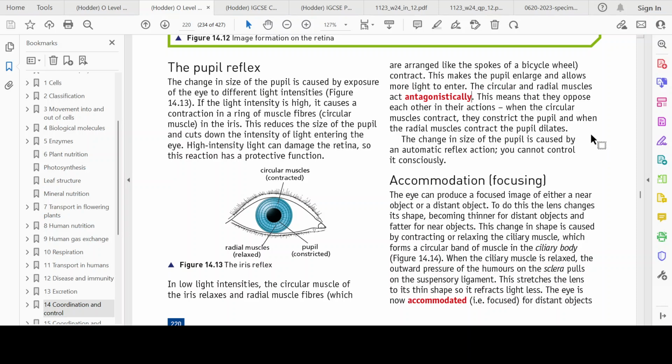Just like during breathing, when we talked about the external and internal intercostal muscles, one was relaxing while the other was contracting. So we only talked about one; if you understand one, you can figure out the other. Just keep in mind: high light intensity, circular muscles contract; low light intensity, circular muscles relax. When the circular muscles are contracting, the radial muscles are relaxed. When the circular muscles are relaxed, the radial muscles are contracted.